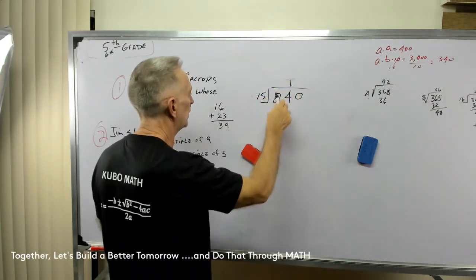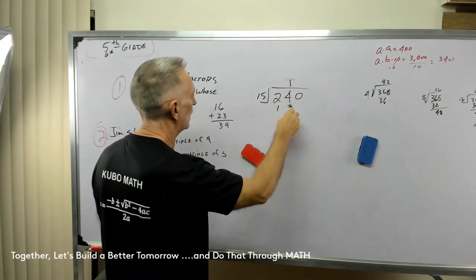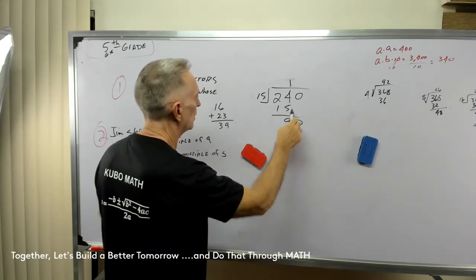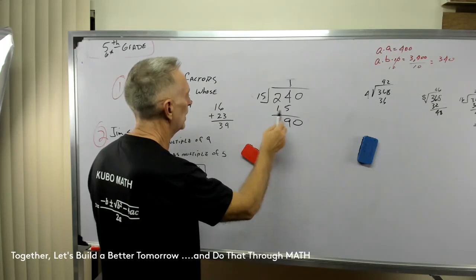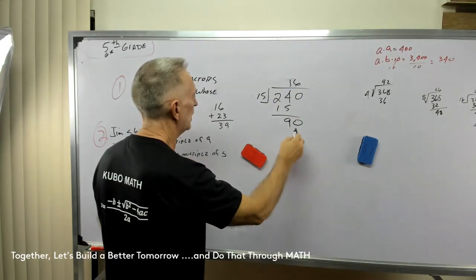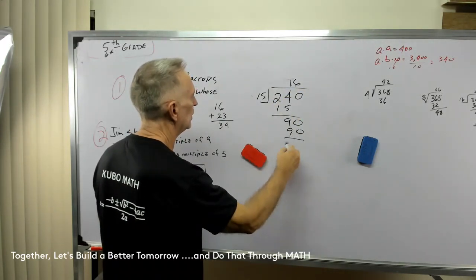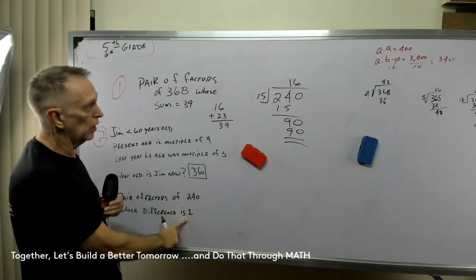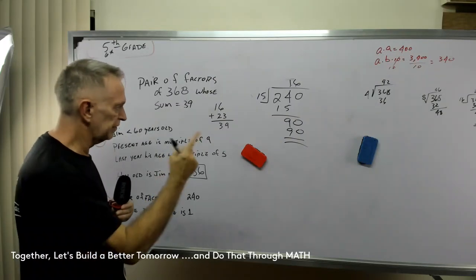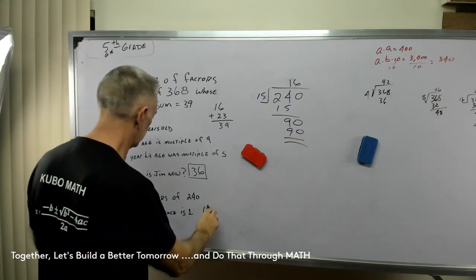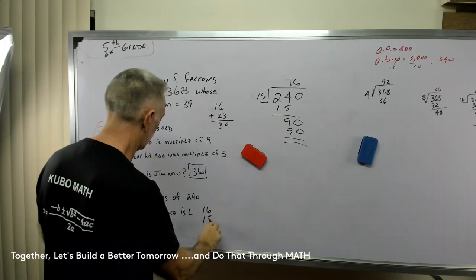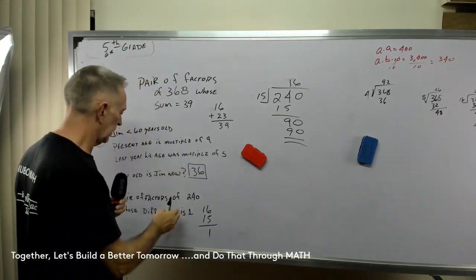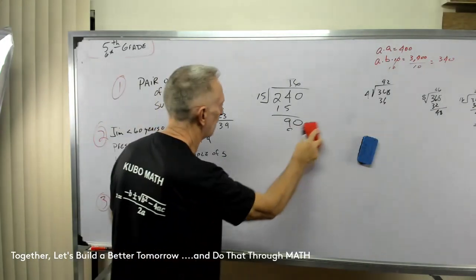15. So 15 goes into that one time. So that gives me 9 different. Bring down the 0. And 6 times 5 is 30. Yeah, that works. So 16 and 15, and their difference is 1. 16 minus 15 is 1. So this would be 16 and 15. Those are factors of 240 whose difference is 1.